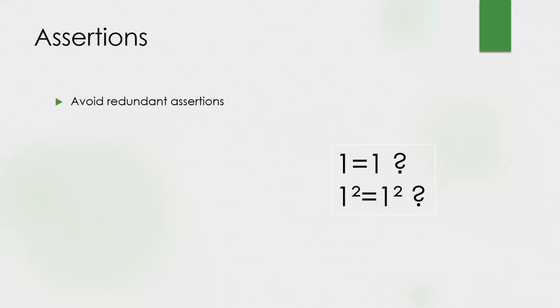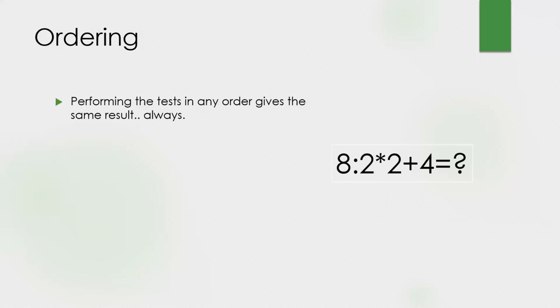Then the assertions. Avoid redundant assertions. The test should be straightforward, easy to understand, and easy to verify if the test is passed or failed. Then the ordering. Once in a while, try to run your tests in some different ordering. So change the ordering while running your tests and verify that the tests are passing.